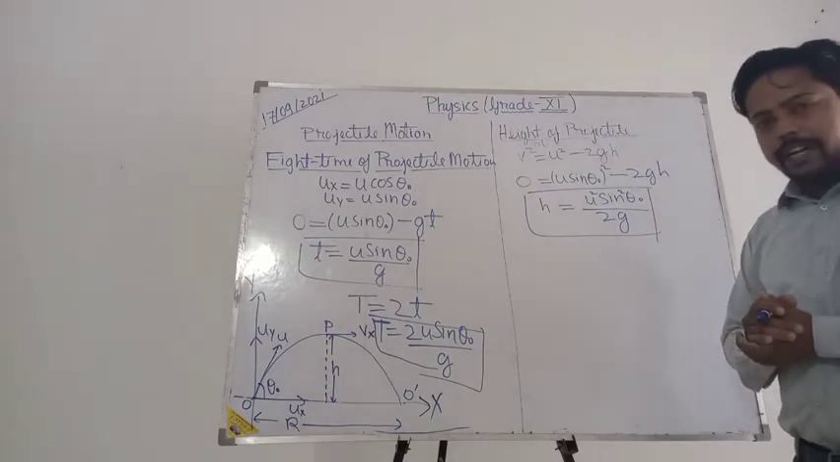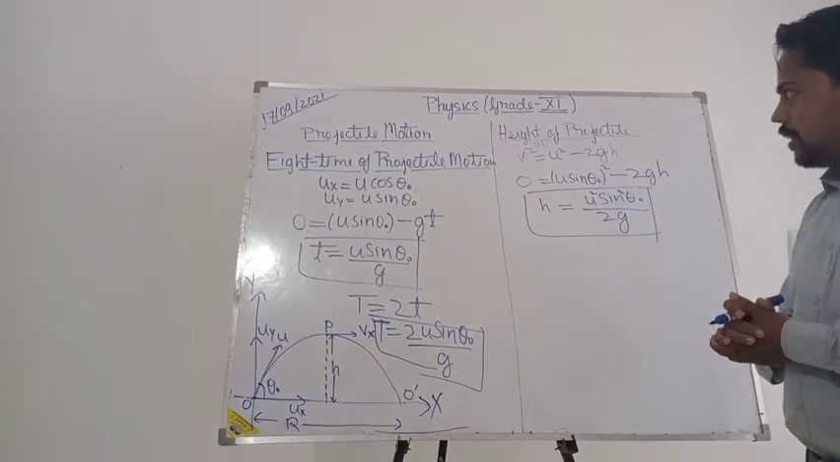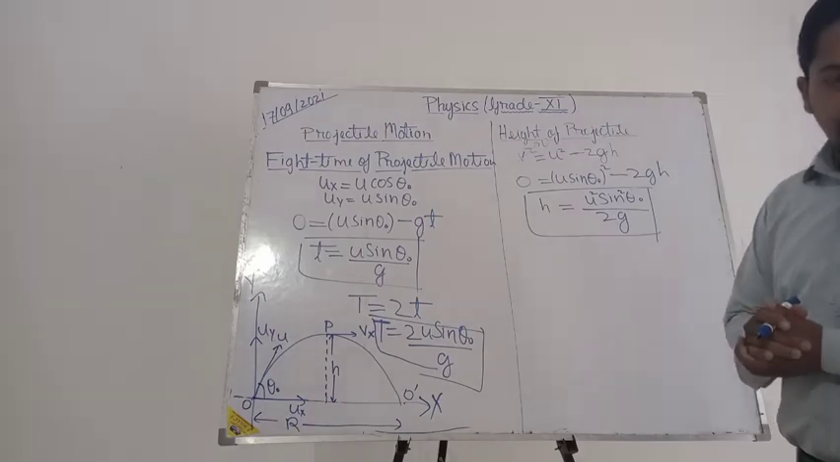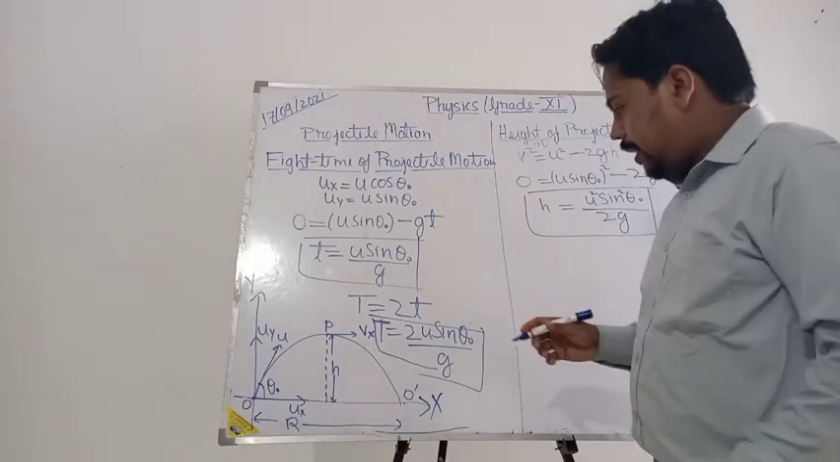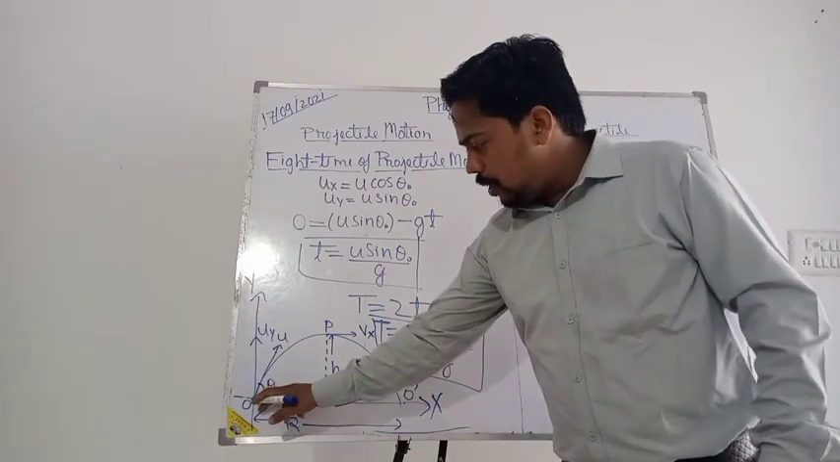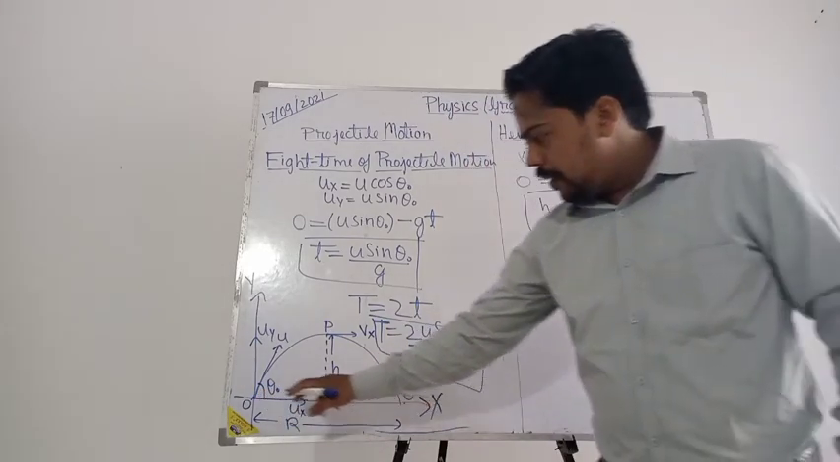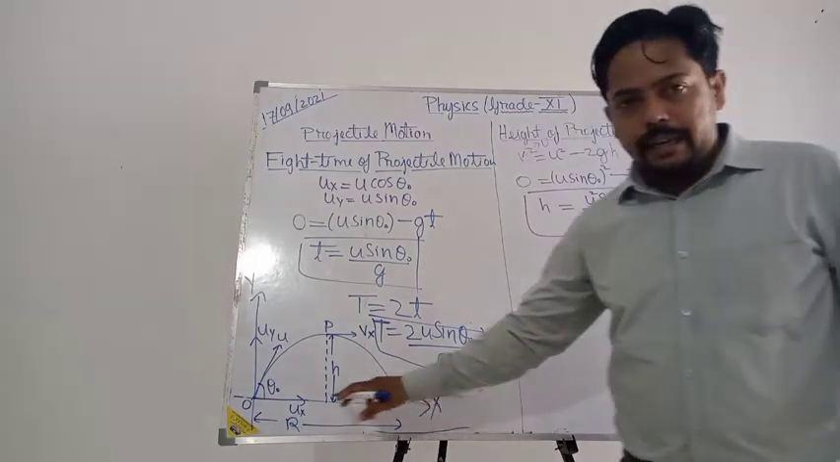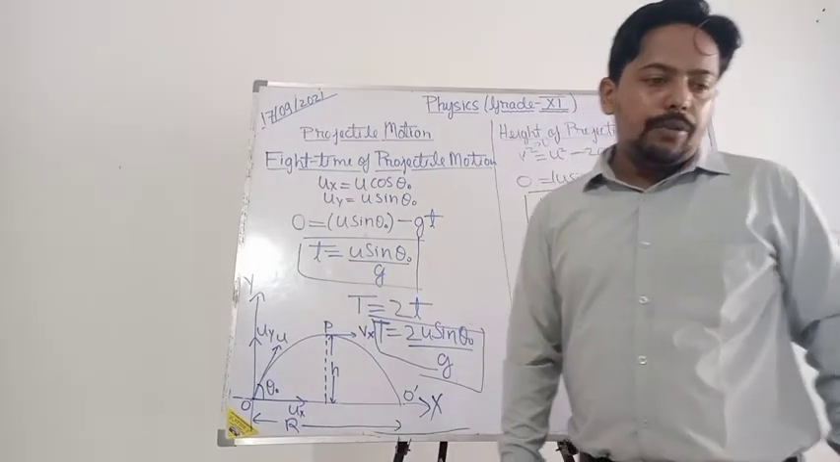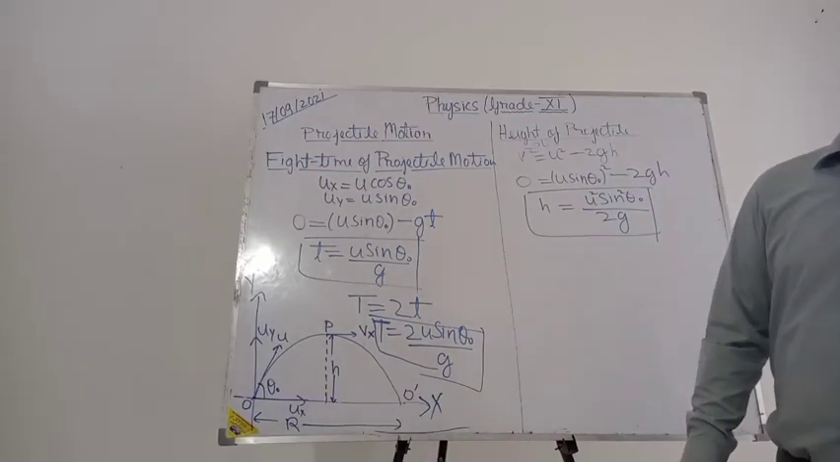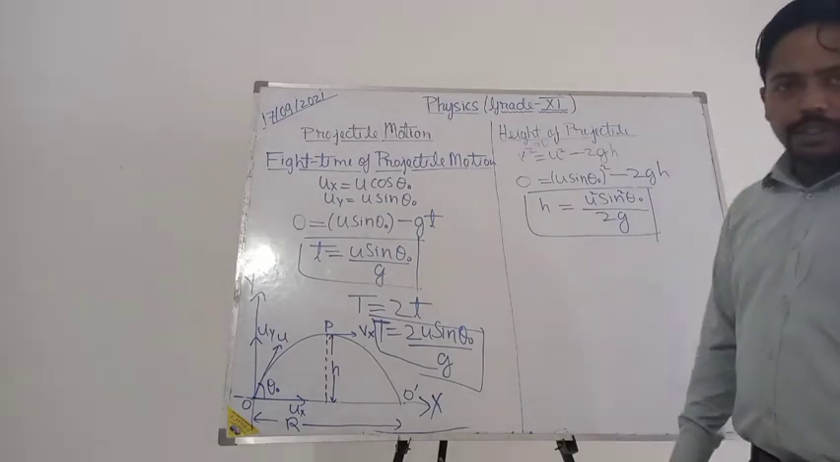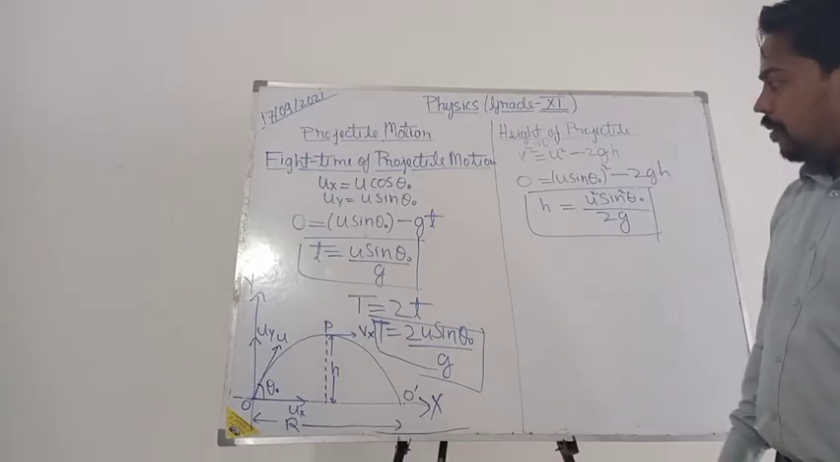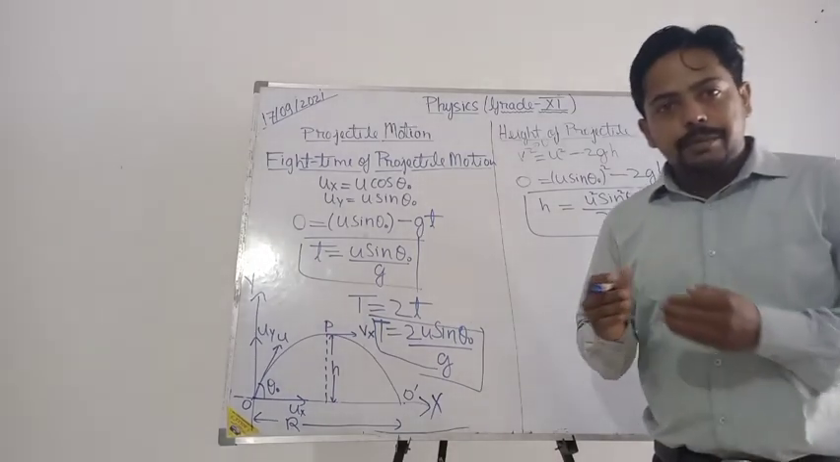Now the very important expression we are going to discuss is the range of the projectile. What will be the range of a projectile? We will be talking about this length, how much length a particle will cover while doing projectile motion. We can decide the range again with the help of displacement, velocity and time.